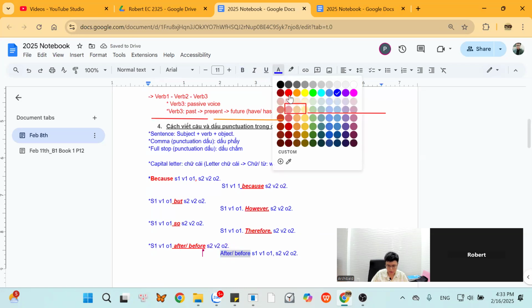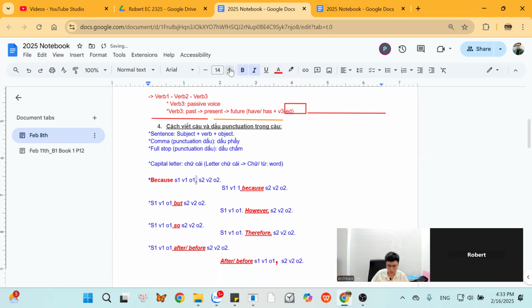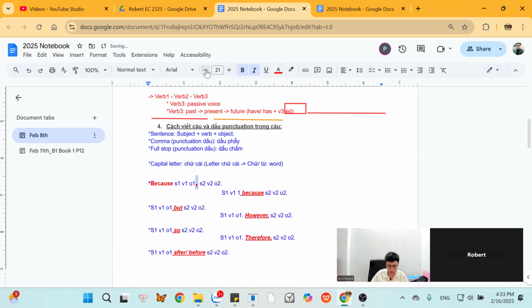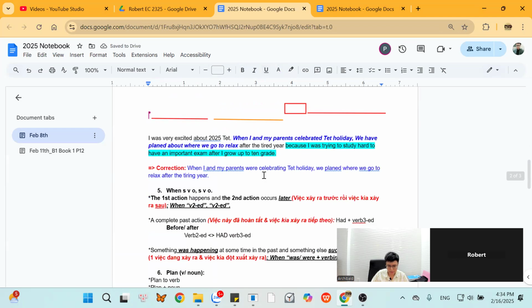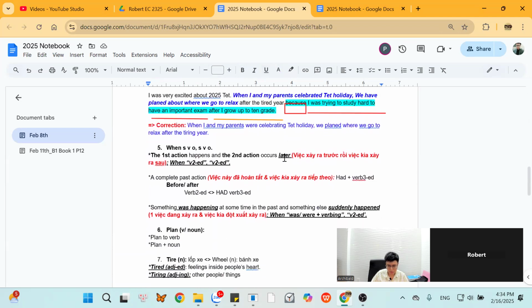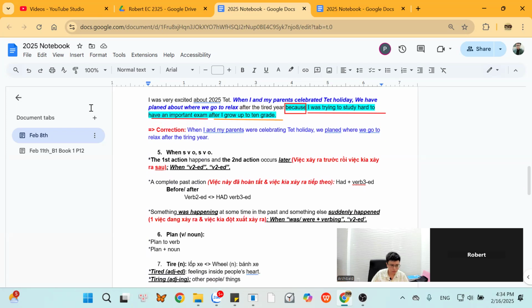Okay, so here, look at this. "After" and "before" can stand at the beginning of the sentence, but we have to use a comma like this to separate two sentences. We have to use a comma, just like "because". You have to use a comma between the two sentences, something like this. So here, a comma. Look at this. So is it right, Robert?